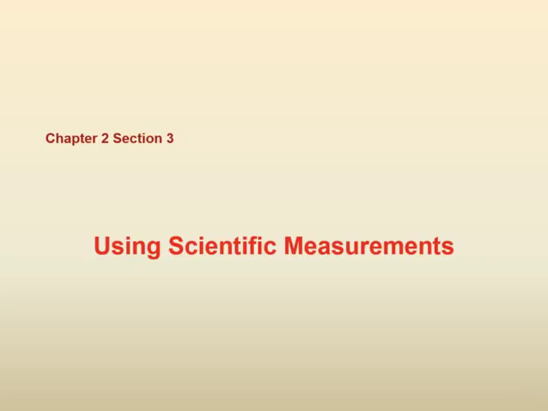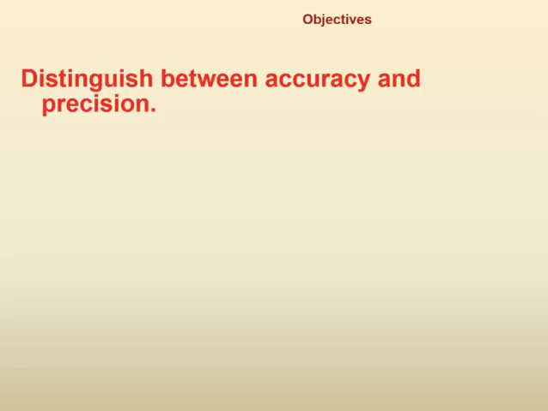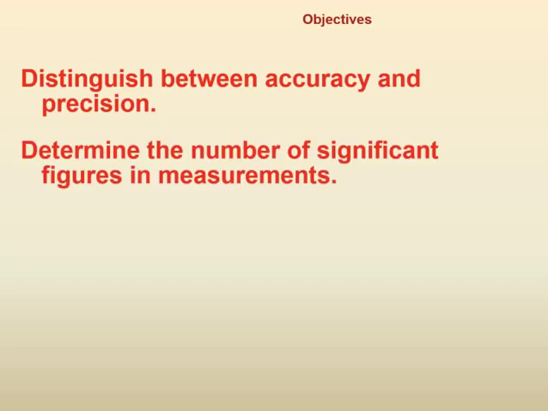Alright, here is your video lecture for Chapter 2, Section 3, entitled Using Scientific Measurements. Objectives for this section: distinguish between accuracy and precision. This is something we worked on in class already.